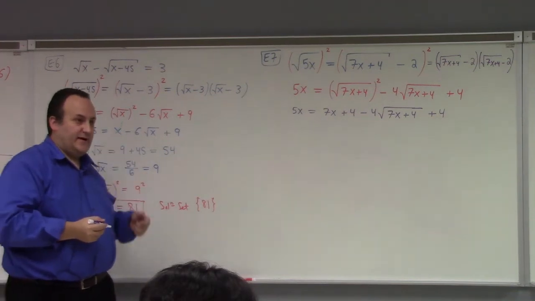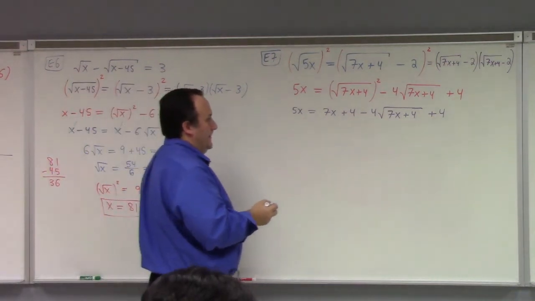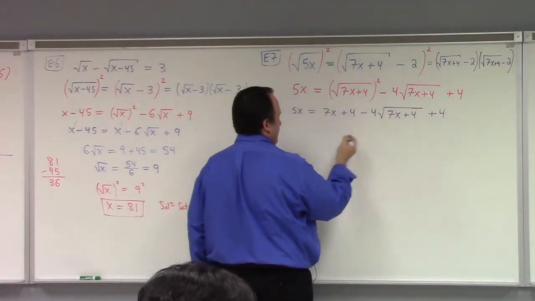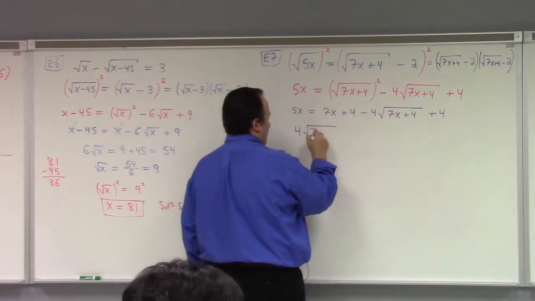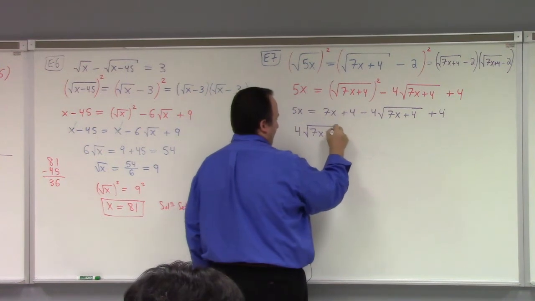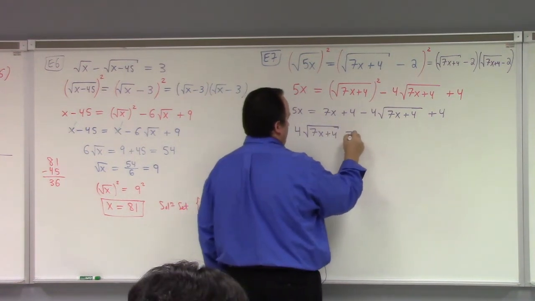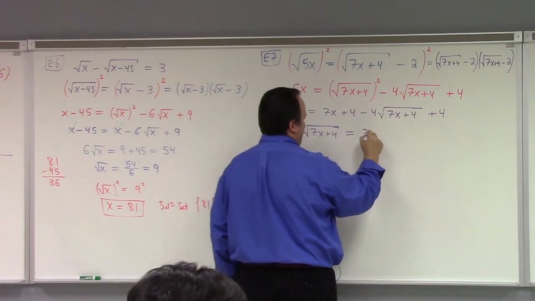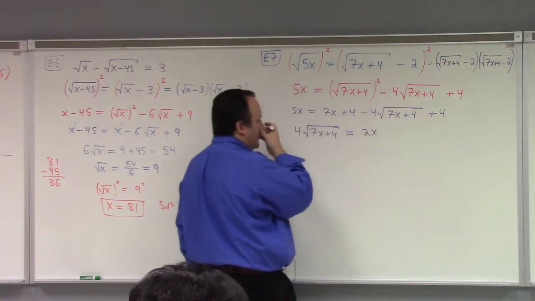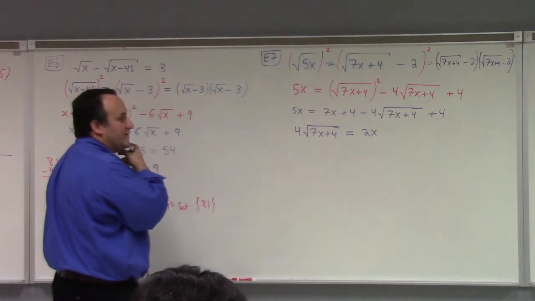Now I have to isolate the radical again. So I'm going to add that to the other side. I get 4 square root of 7x plus 4 equal to, moving the 5x to the other side, 7 minus 5 is 2x. And I've got a 4 plus a 4, which is an 8.